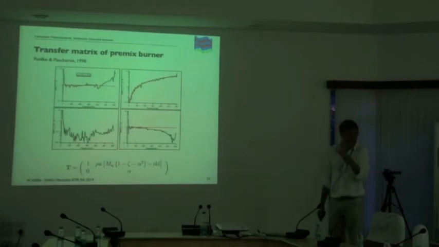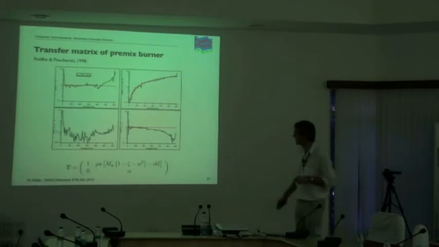Without the flame, this was all cold flow, and we had some simple models. In this model, the burner is much like an area change. It has a loss coefficient and an effective length, and you could correlate these parameters. The red lines are the model, the blue ones are the measurement results. And you see we get a lot of the features right.